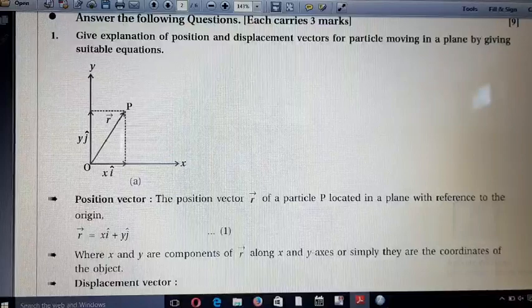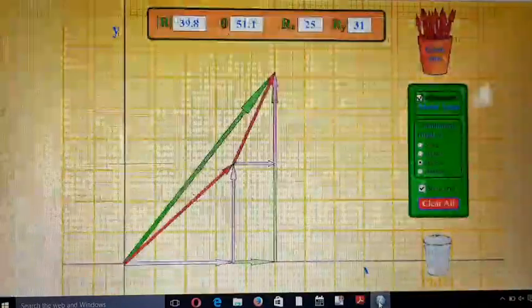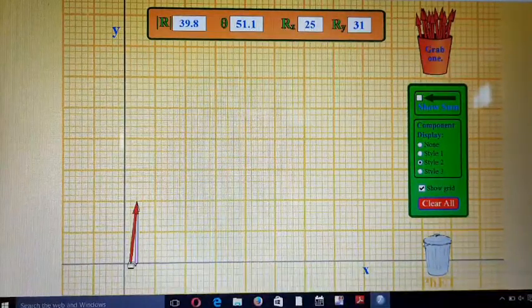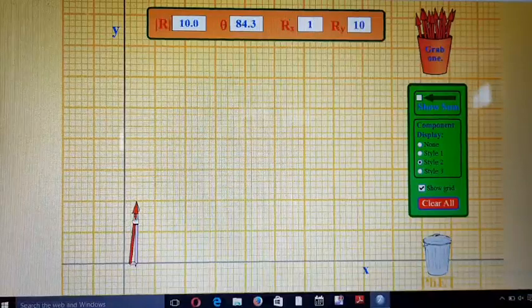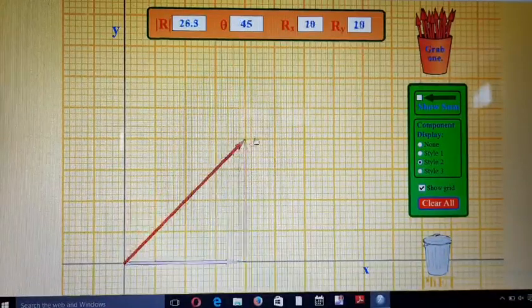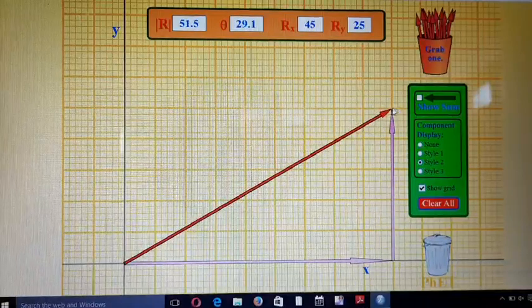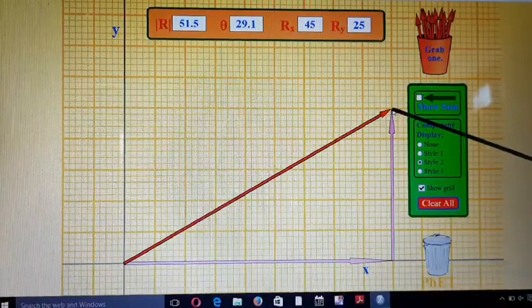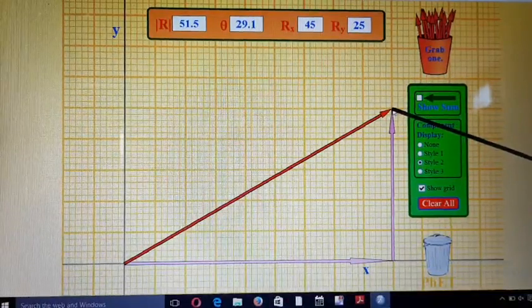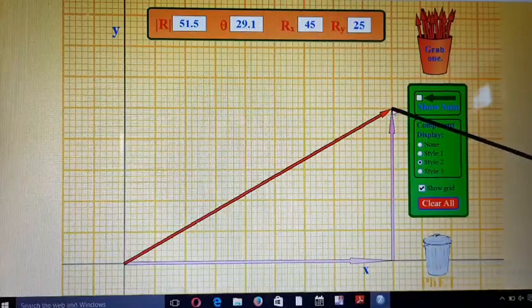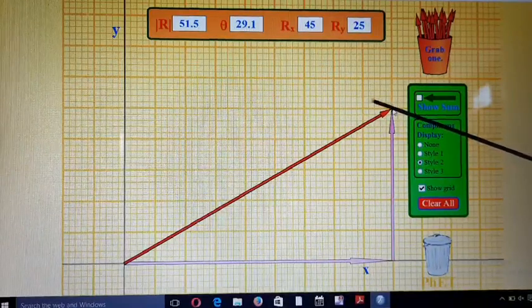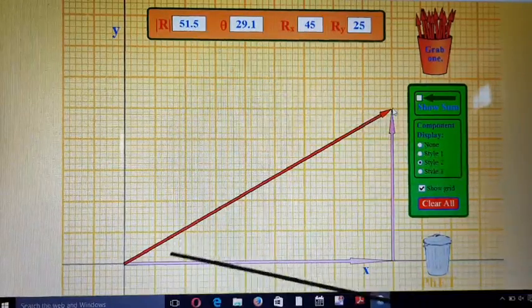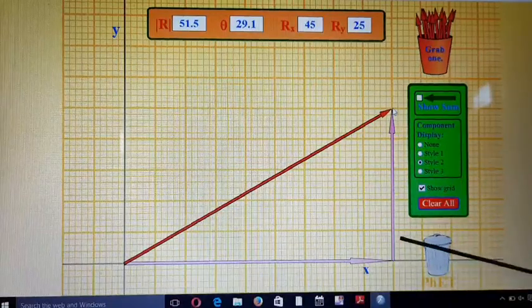Suppose, look here, now we take another vector. Its tail is put on the origin. Suppose now we draw one vector. So at that point, what is the resultant vector? Its position we can find out. Look here. Here its magnitude is 51.5. This is the x component. This is the y component.